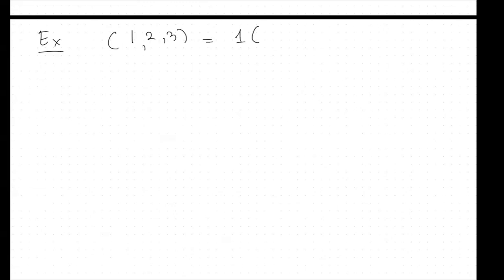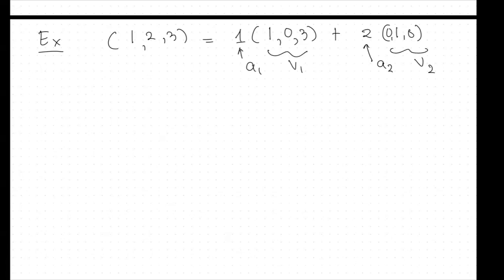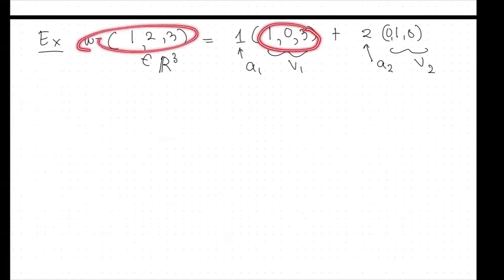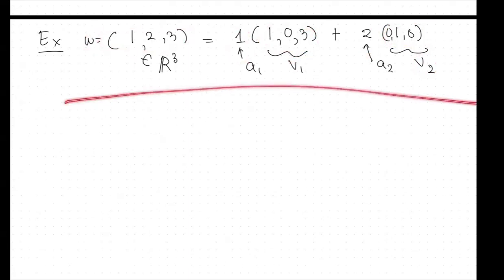As an example, let us consider the vector 1, 2, 3 in R3. This is a linear combination of 1, 0, 3 and 2 times 0, 1, 0. Here this is our a1 and this is our a2, and this is our v1 and this is our v2. This w is an element of R3, and it is a linear combination of vectors v1 and v2 where our coefficients are given as follows. Okay, so that's it.